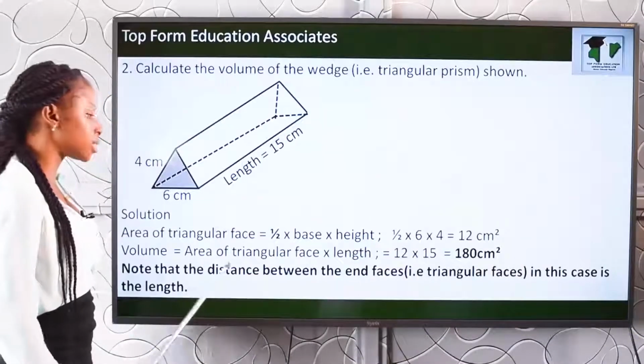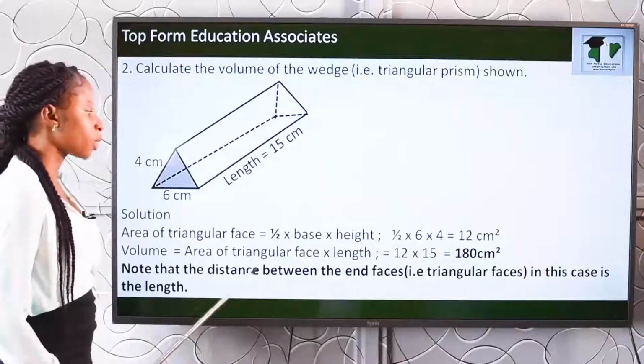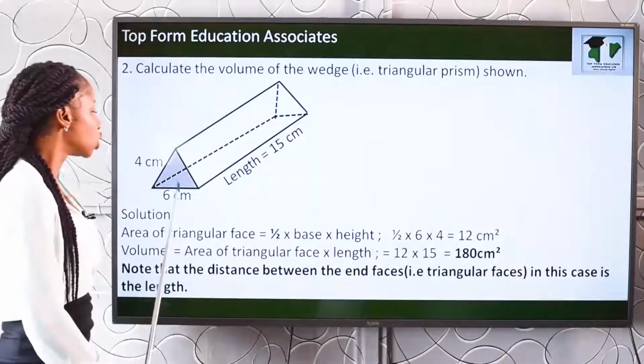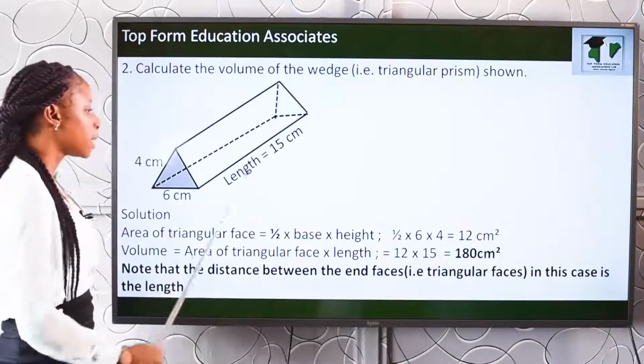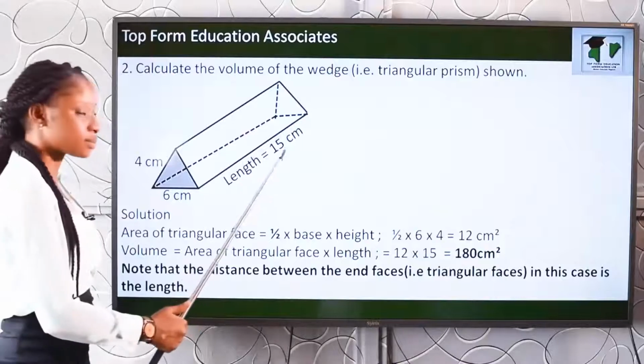Now note that the distance between the two end faces here is the length.